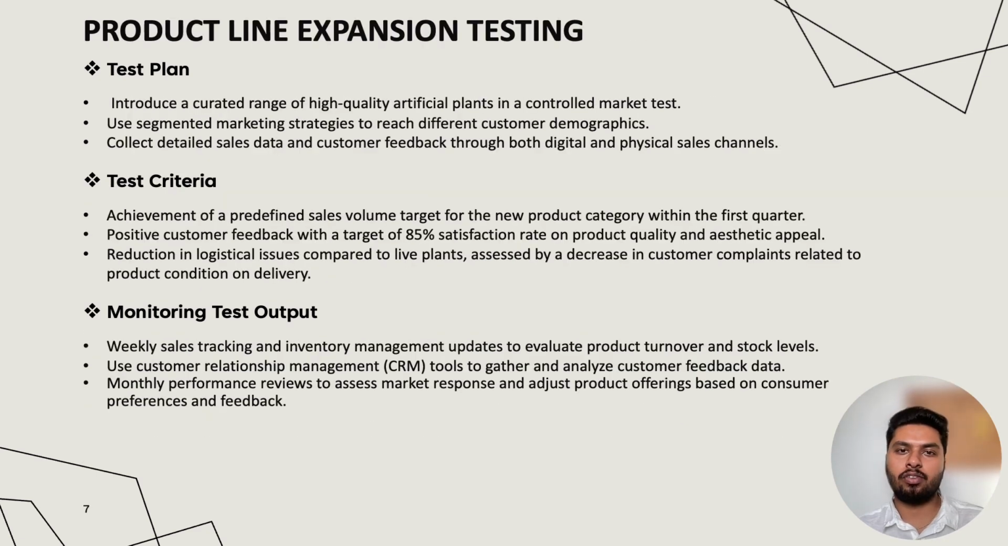Product line expansion of Leaf Bucket involved a controlled market test to gauge consumer interest and satisfaction. We collected sales data and customer feedback to assess the viability of this new product line. Our test criteria included achieving a predefined sales volume, receiving positive customer feedback, and reducing logistical issues compared to live plans.